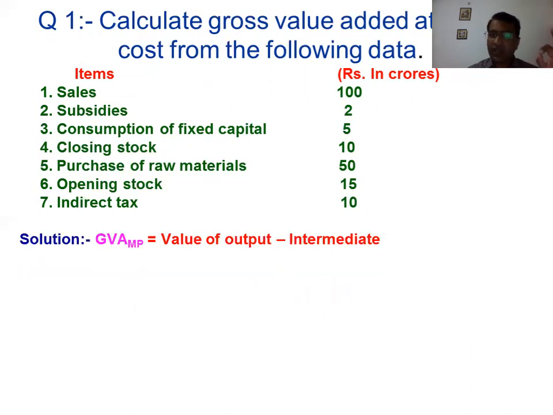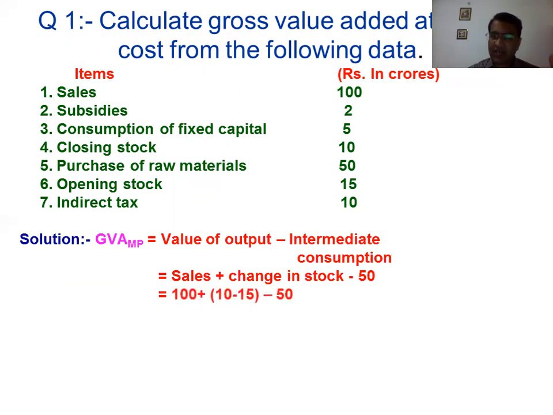Now, first we will calculate value of output. Value of output is equal to sales plus change in stock. Then we will reduce intermediate consumption. Then the difference is called gross value added at market price.